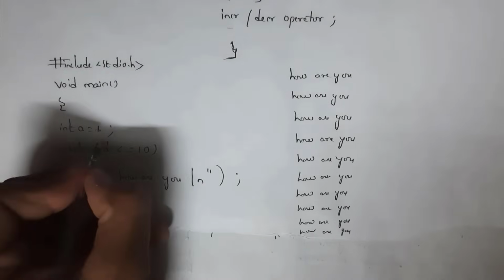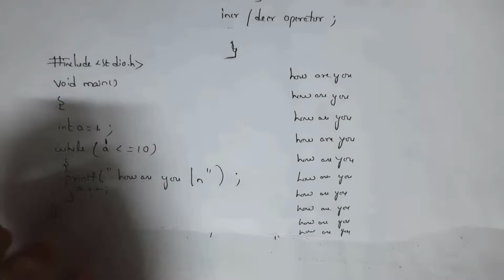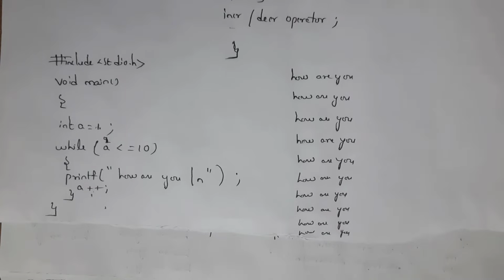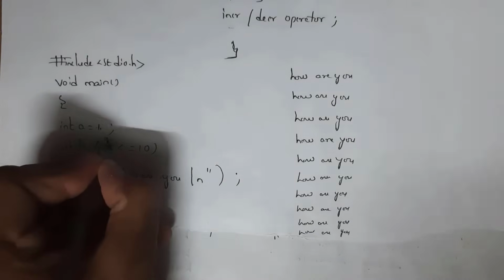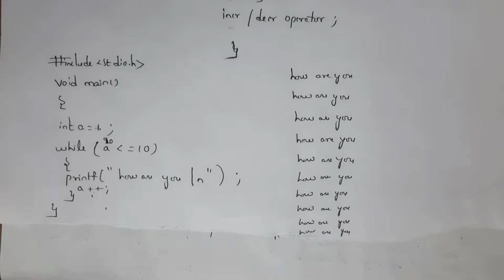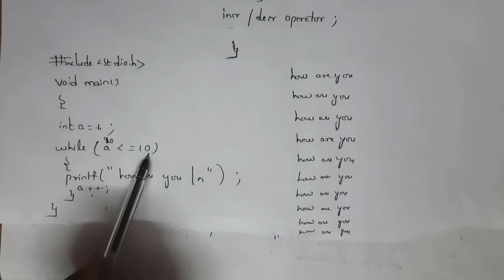So at first it will take value 1. 1 is less than 10. Condition is satisfied, so it will print how are you. Again it will increment the value to 2. 2 is less than 10. Condition is satisfied, so again it will print how are you. It will increment the value to 3. 3 is less than 10, it will print how are you. Again it will increment the value to 4, 5, 6, 7, 8, 9, 10. At last it will take value 10. 10 is equal to 10, so this condition is satisfied. So I will get output how are you from 1 to 10. So in total 10 times it will print how are you.